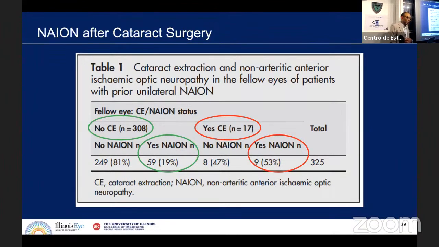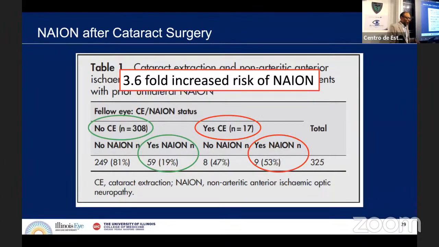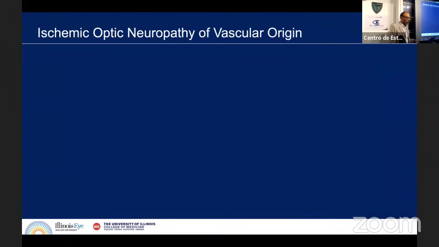So what do you counsel your patient? I present them with this data and I allow them to make the choice that they want to make. Because ultimately the cataract surgery has a high chance of improving their vision. And while the risk is higher, it's still not that high, but it's a 3.6-fold increase in NAION.